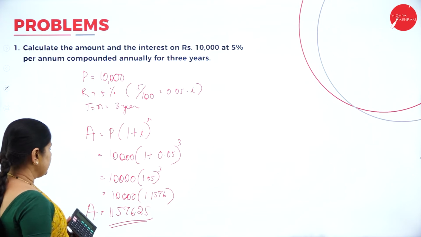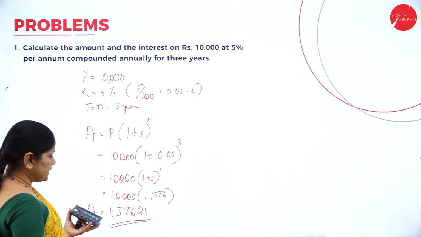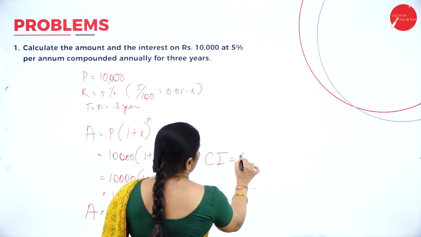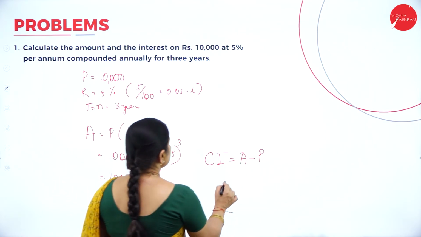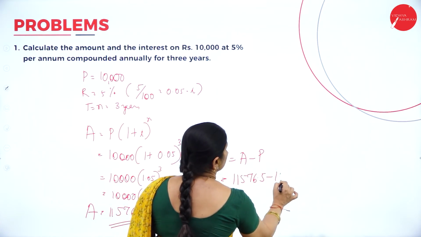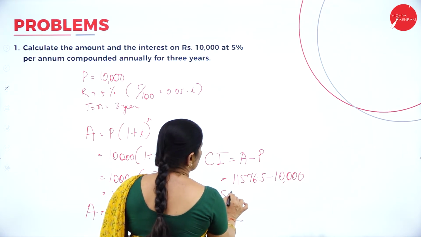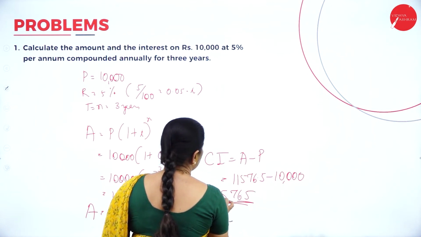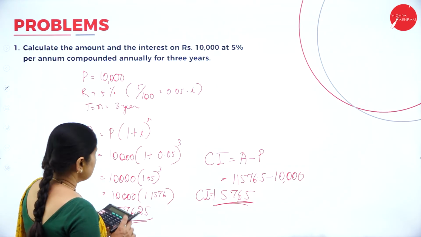So, after 3 years, if you are investing 10,000, you will get the amount of 11,576. Now, what is the compound interest? Compound interest equals amount minus principal. So, what is the amount here? 11,576.5 minus 10,000. So, I get 1,576.5. So, this is the compound interest. 1,576.5 is the compound interest.